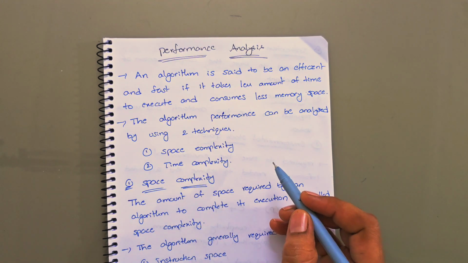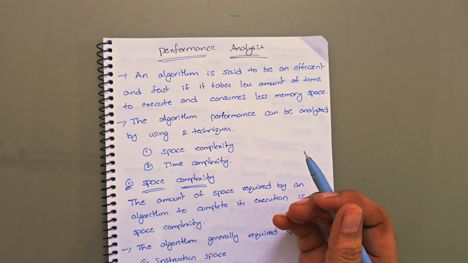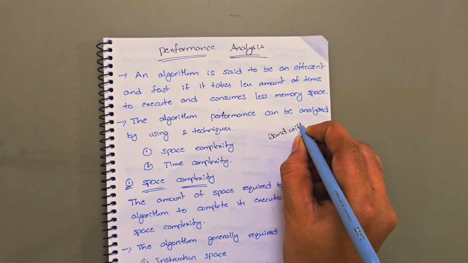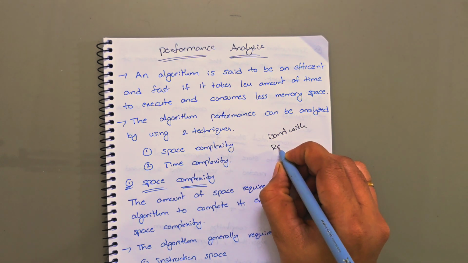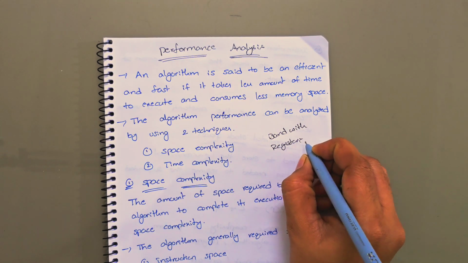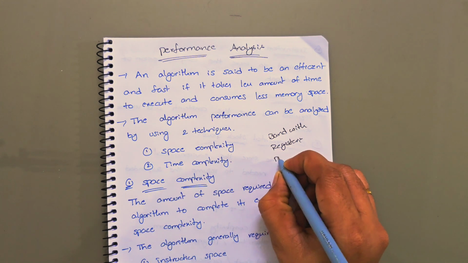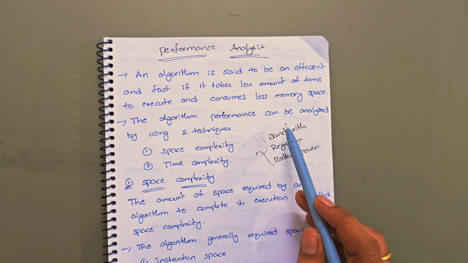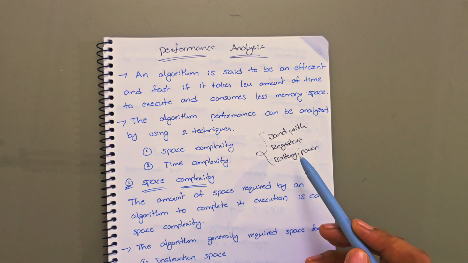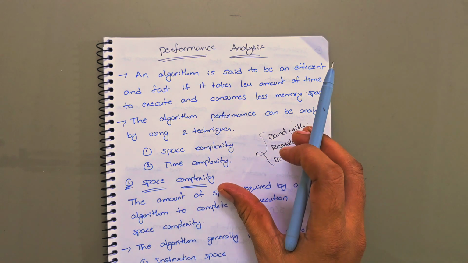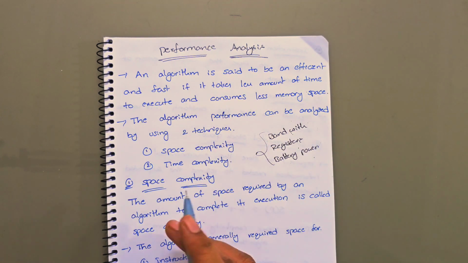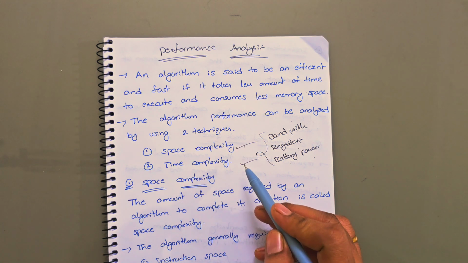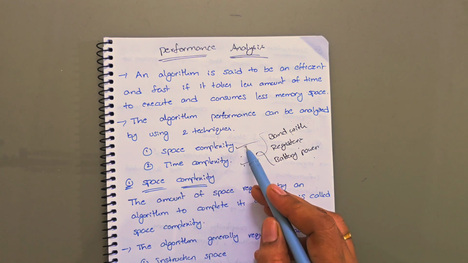Not only space and time, there are so many metrics like bandwidth, registers, battery power. Based on the time, space, bandwidth, registers and battery power, we will select one best algorithm. But among these, mainly we focus on space and time complexity. These two are the main metrics.